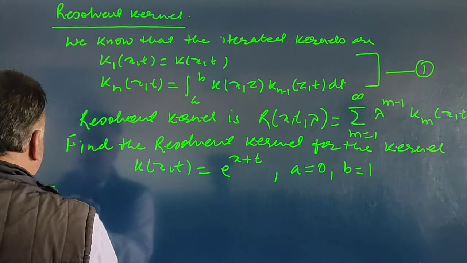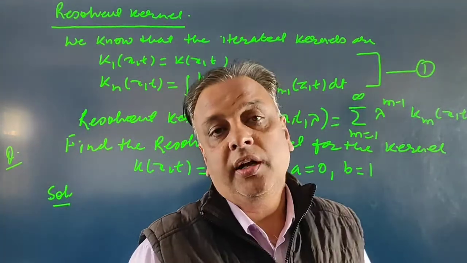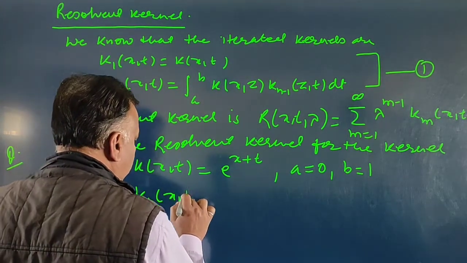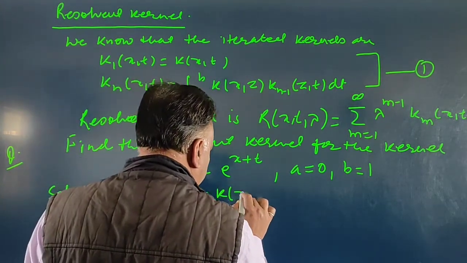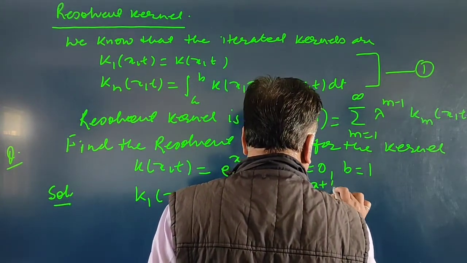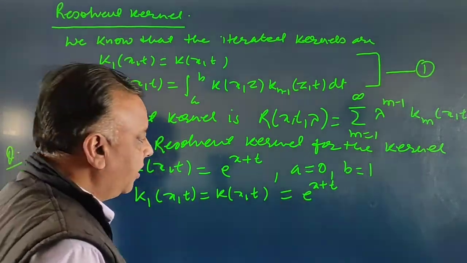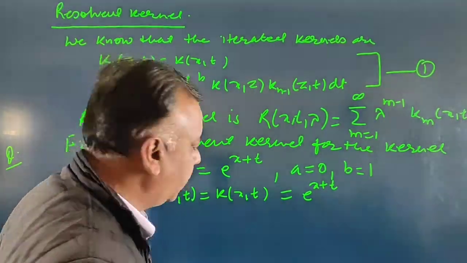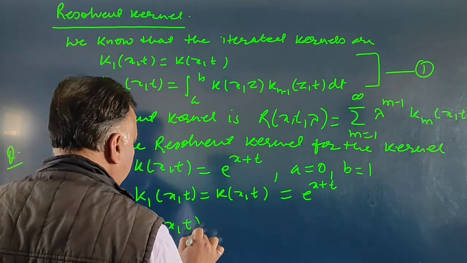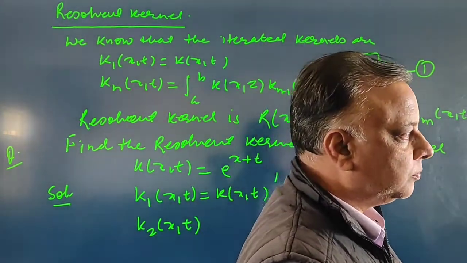Here the solution starts with finding first the iterated kernels. The first iterated kernel K1(x,t) is equal to K(x,t), and K(x,t) is given as e raised to x plus t. The first iterated kernel we find here is e raised to x plus t. The second iterated kernel K2(x,t), we will find now.